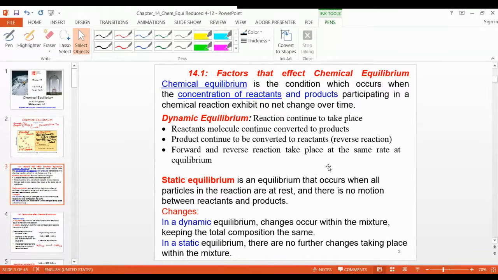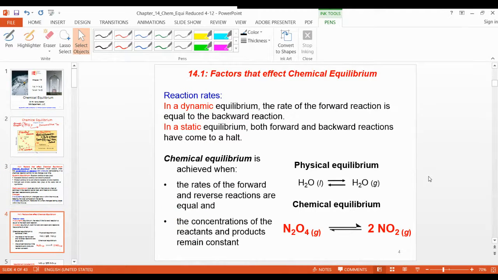How do these changes occur? In a dynamic equilibrium, change occurs within the mixture, keeping the total composition the same. This condition, the total composition will be same, always appears when the system reaches equilibrium. In static, there is no further change taking place within the mixture. So this is all about static and dynamic equilibrium.